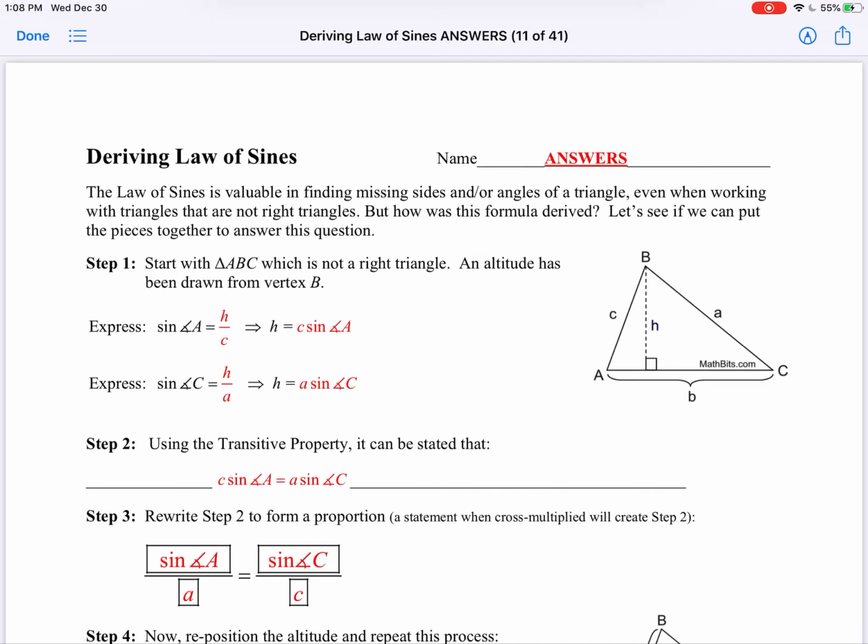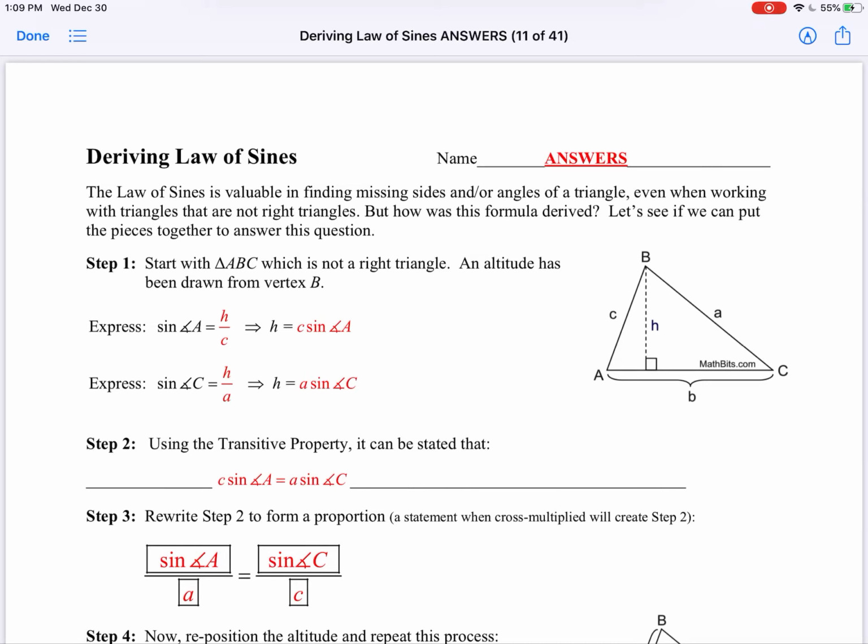If you follow along with me, I'm on step 1. It says express sine of angle A. Remember your SOHCAHTOA rules: sine is always opposite over hypotenuse. If you look at angle A, the capital letter, the opposite side in this case would be H. I'm looking at that tiny triangle portion with the right angle. Again, I can't use SOHCAHTOA unless I'm using a right triangle.